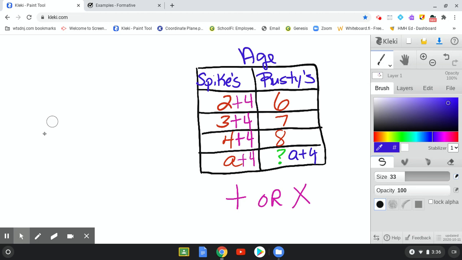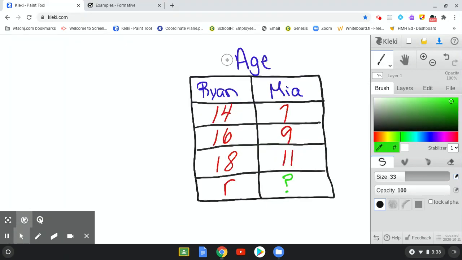Okay, let's go ahead and try another one. Okay, so here we are comparing Ryan's age to Mia's age. And we need to write an algebraic expression that represents their age.